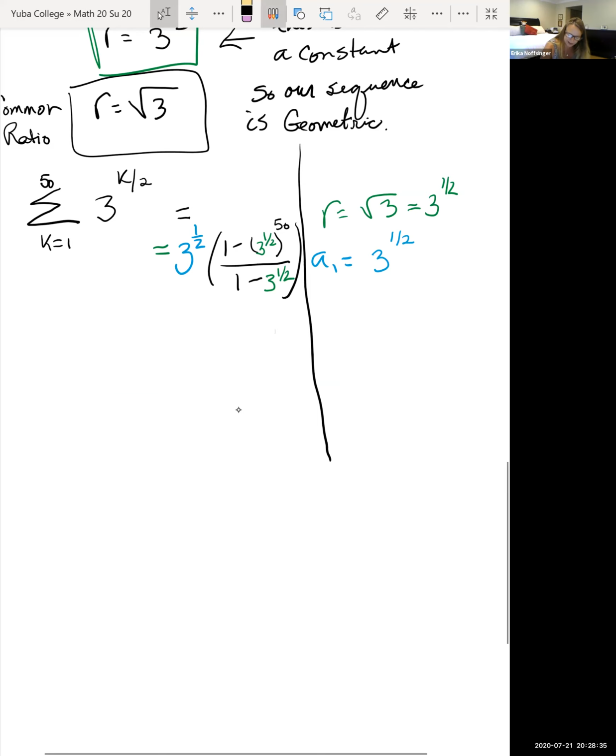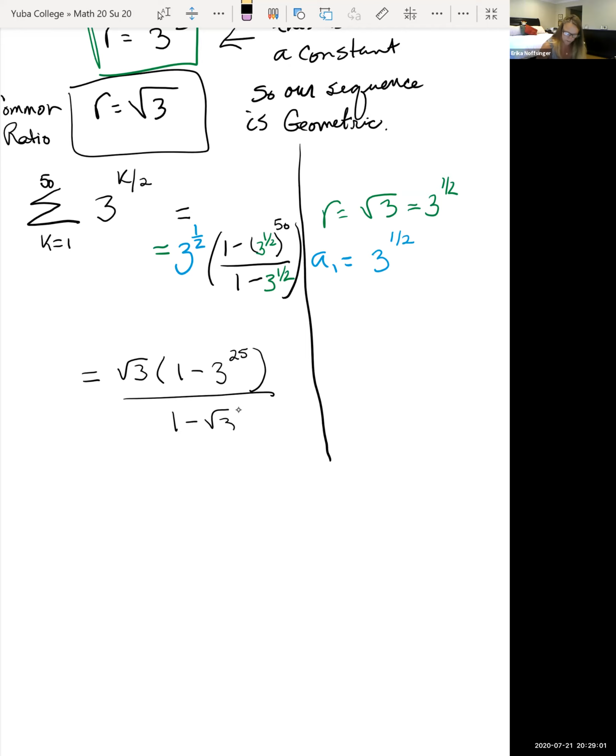And so now we need to simplify this. I'm going to rewrite this as the square root of 3, all times the quantity 1 minus, well, exponents. Power to power is multiplication, so this is 3 raised to the 25th power, all over 1 minus the square root of 3. I'm not sure how much they're going to clean this up. We have the square root of 3 all times 1 minus, well, 3 to the 25th power is going to be a huge number.